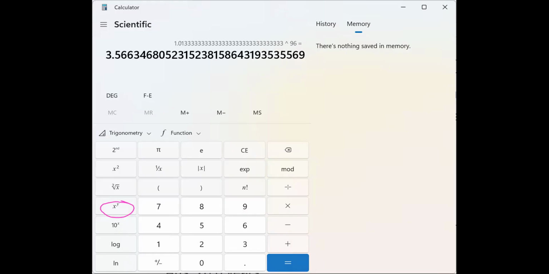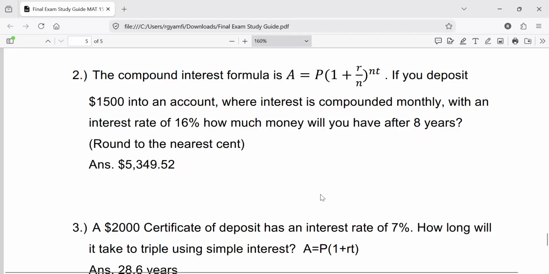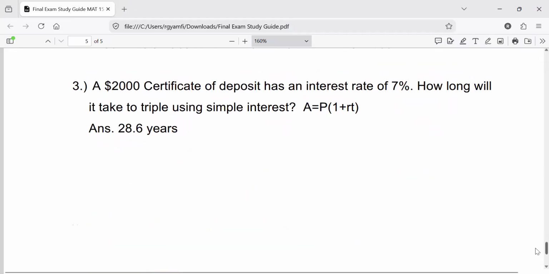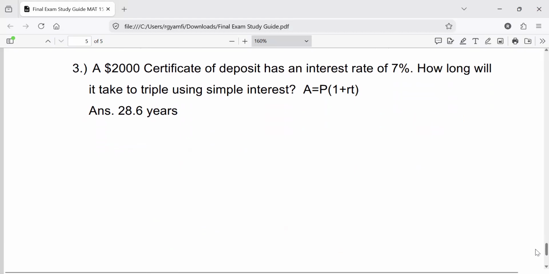So equals. And then now I multiply that by 1,500. Yep, so 5,349.52. You want to round to the nearest cent, so you've got 52 cents there. And that's it. So let's go back to the study guide. The third problem, which is the last one. Oh, yeah, the last one.